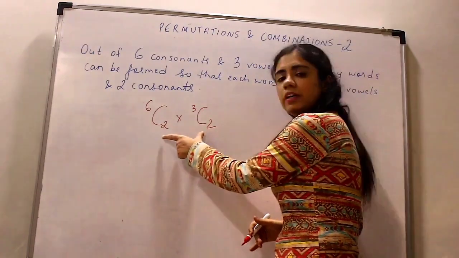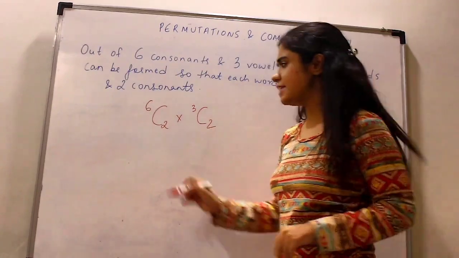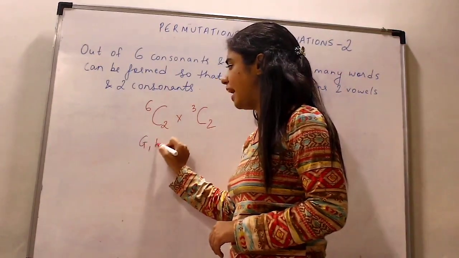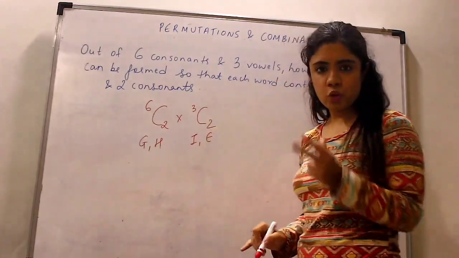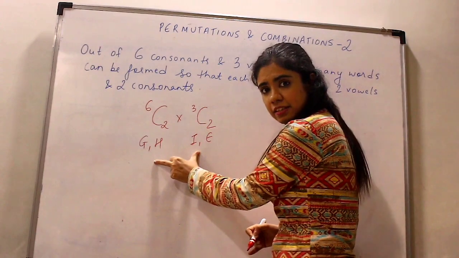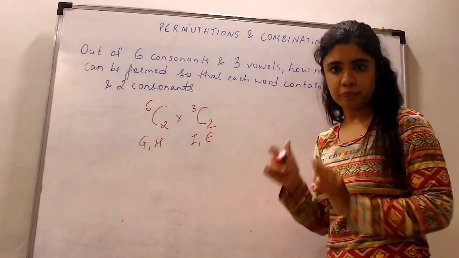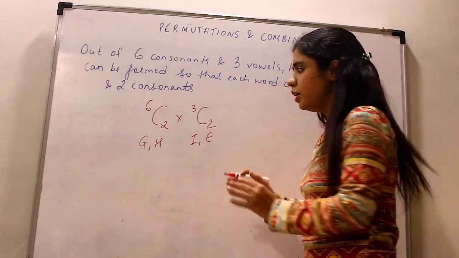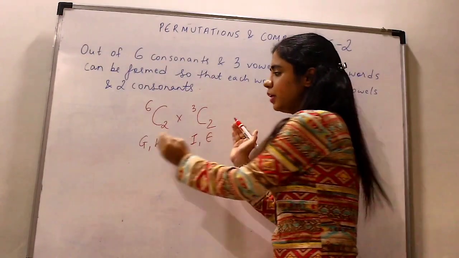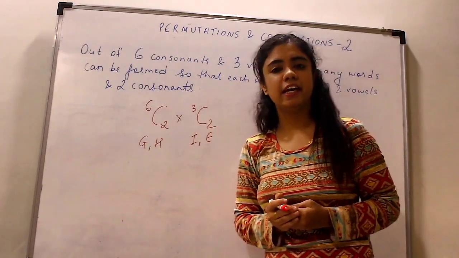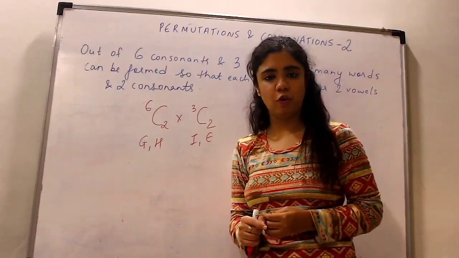Now, yahan tak what did we do? We just selected the consonants and vowels. Let's say I selected 2 consonants, G and H. And I selected 2 vowels, I and E. So I have selected 4 letters. Now the question is, how many words can be formed? Now what do generally students do? They stop here. Yahan tak what are you doing? You're just selecting. Aapne sirf select kiya hai. But you have to arrange them also. Because they're saying how many words can be formed.